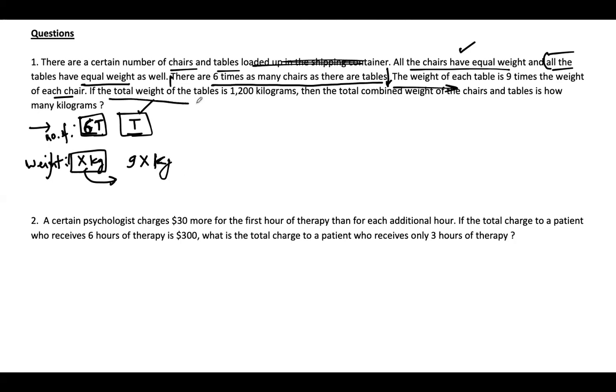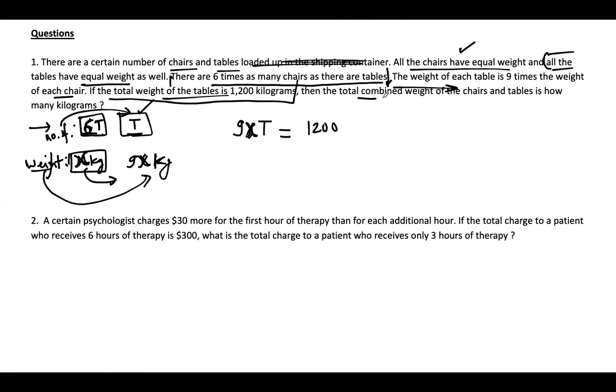If the total weight of the tables is 1200 kilograms, how will you write the total weight of the tables now? If the number of tables is t and the weight of each table is 9x, what will be the total? You multiply the number of tables with the weight. So 9x into t is given to you as 1200 kilograms. This is not multiplication, this is x. So 9x into t is 1200.